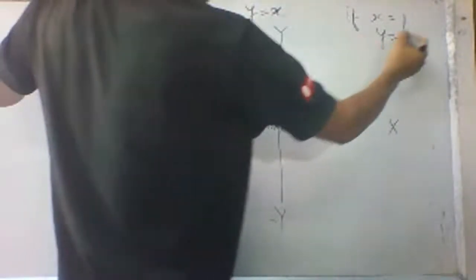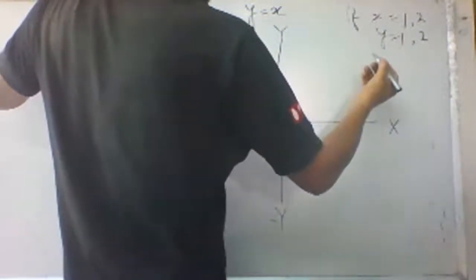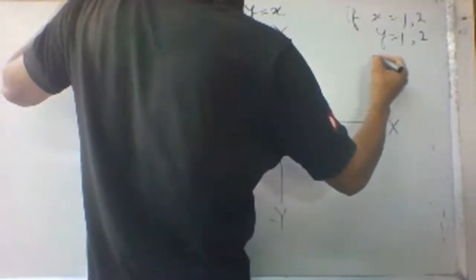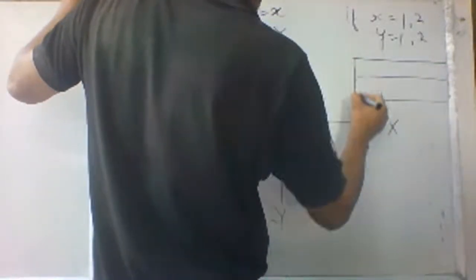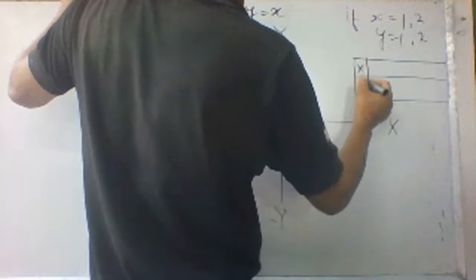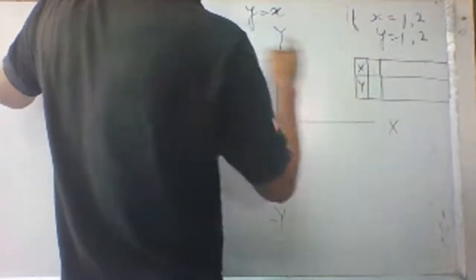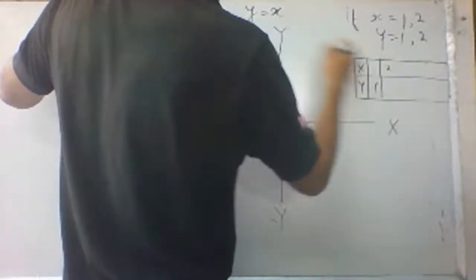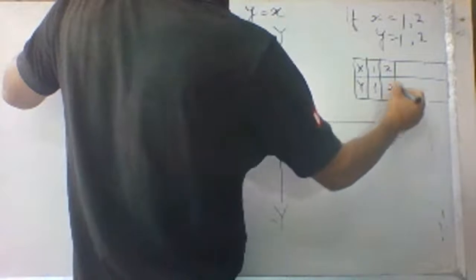If x is equal to 2, y will be 2. Got it? Now I am going to make a small graph to let you understand it very easily. This is the x and this is the y. If x is equal to 1, y is 1. If x is equal to 2, because y is equal to x, hence y is 2.